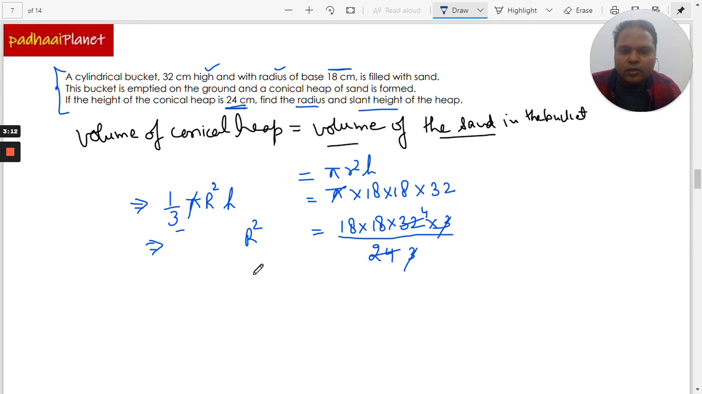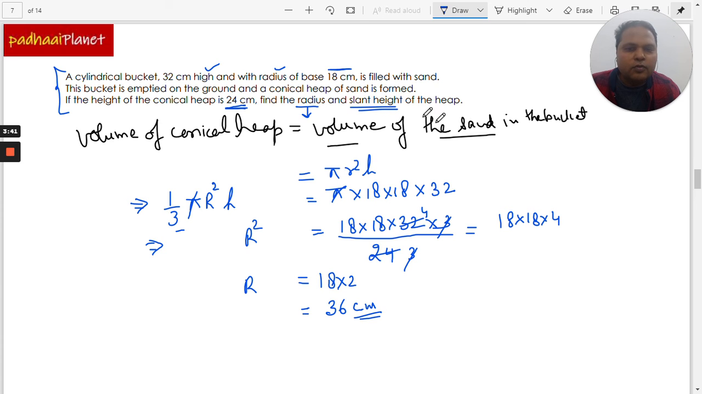Now R square is going to be, if we just simplify it, so this is going to be like this. Therefore R is going to be 18 multiplied by 2, so that's 36 centimeters. Now that's the radius of the cone, right? So this is what it is.